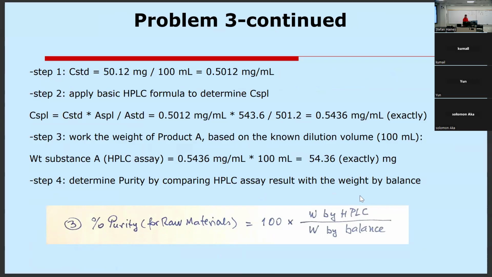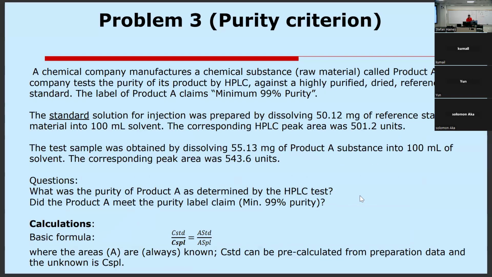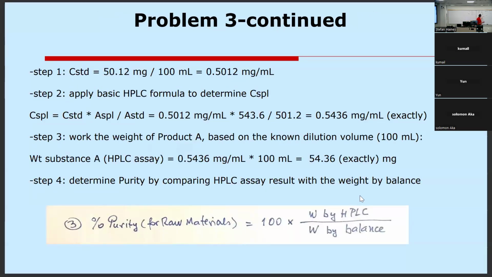I'll put that on the board if you guys want. So it's 54.36 divided by 55.13, so 98.6, which I have to round to 99. Are you okay with that question?